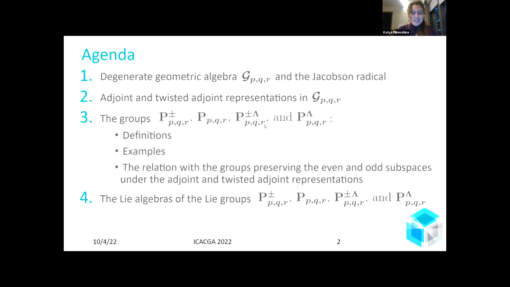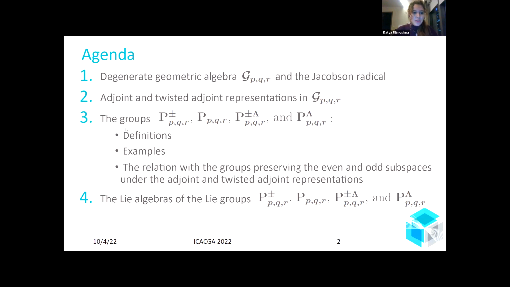This presentation consists of four main parts. First, we will provide some necessary notation and give the well-known facts on the degenerate geometric algebra GPQR and the Jacobson radical. Then, we are going to consider the adjoint and twisted adjoint representations.